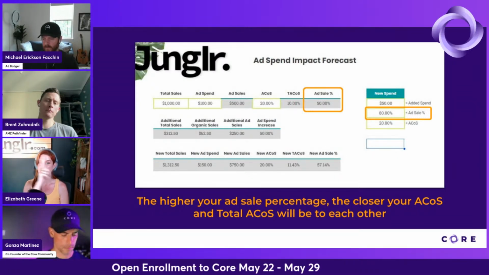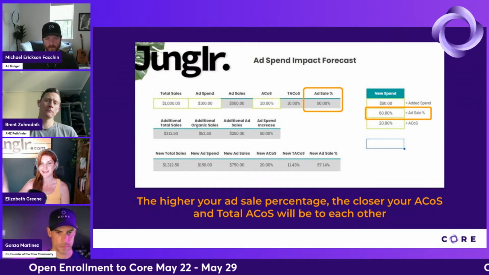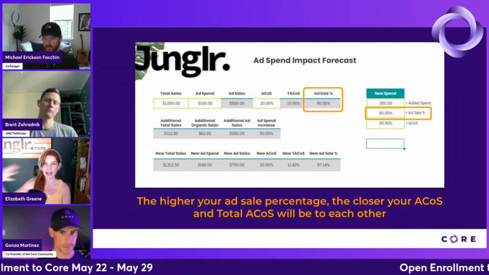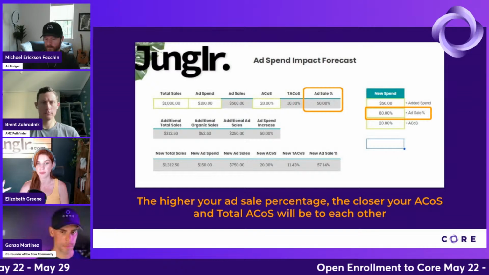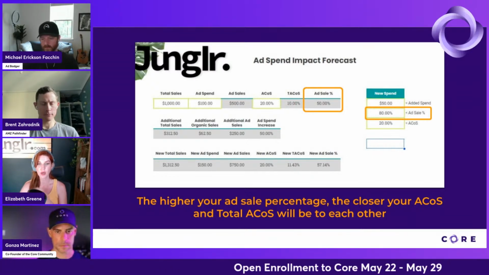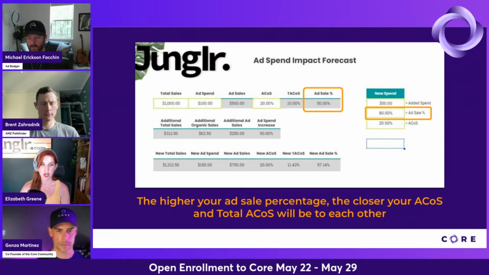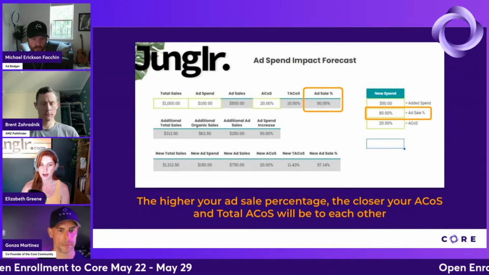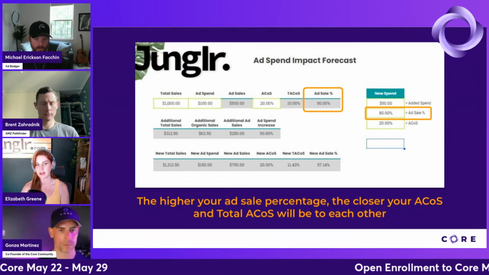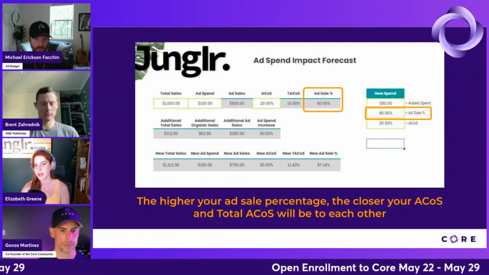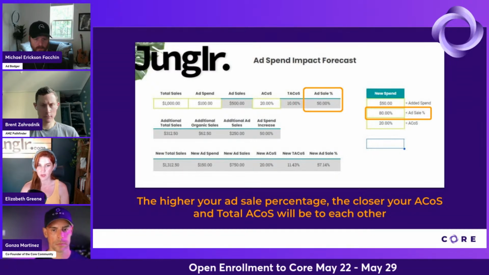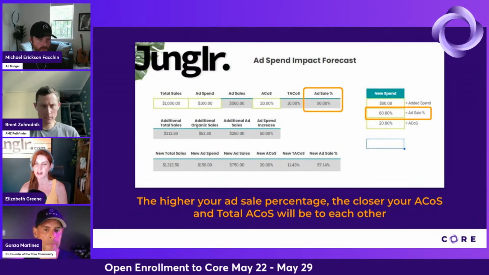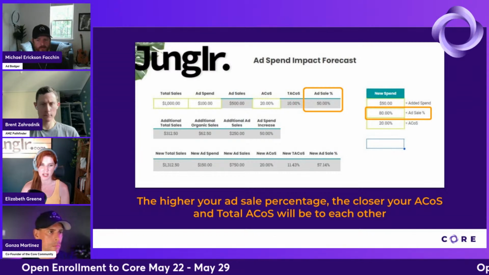You can actually have a better total ACOS while maintaining a little bit higher ACOS than you would prefer. In this scenario, down at the bottom where it says new TACOS, we introduced new ad spend. This is a significant increase in ad spend. Say our new ad spend was $50 and we're only spending about $100. That's a pretty significant increase.